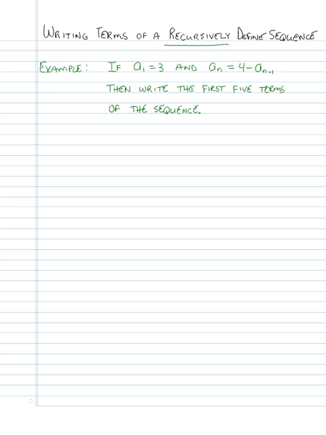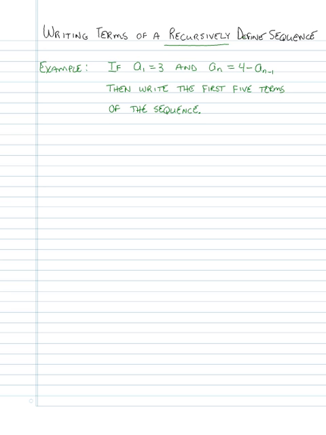Okay, here's what we have. We're given this information. A sub 1, the first term, is 3. And then it gives us this formula. A sub n is calculated by taking 4 and subtracting a sub n minus 1. Okay, well, let's first, what does that say?